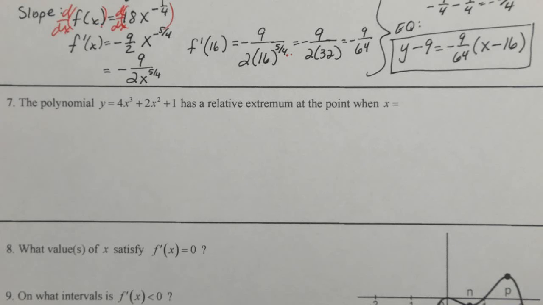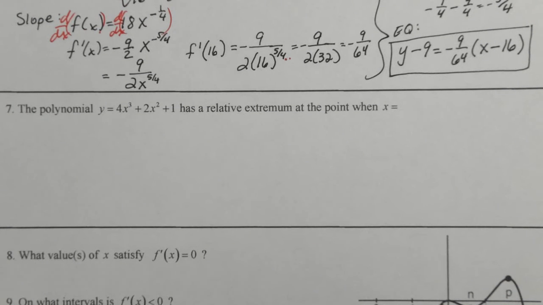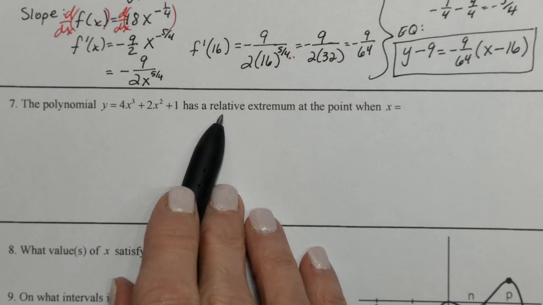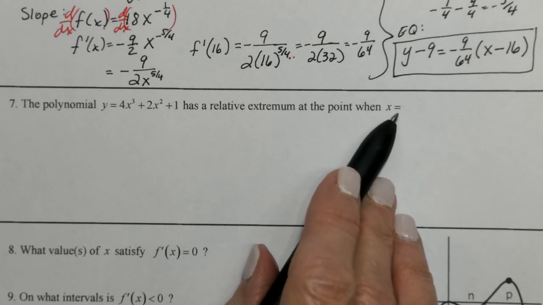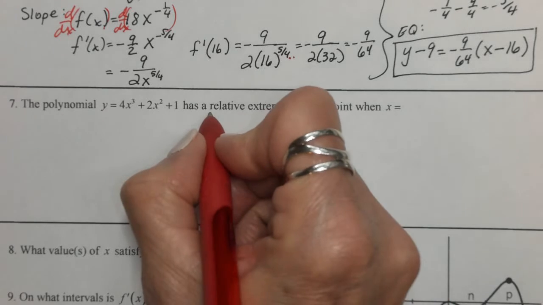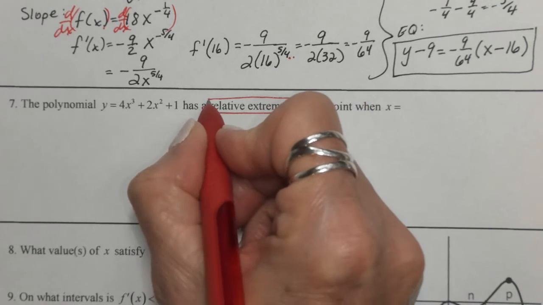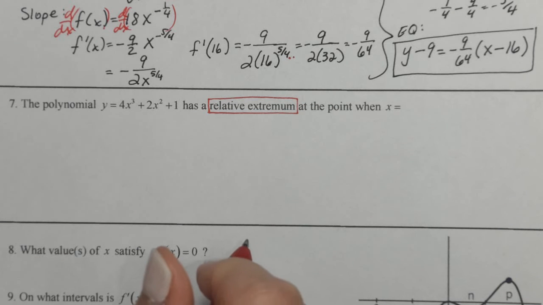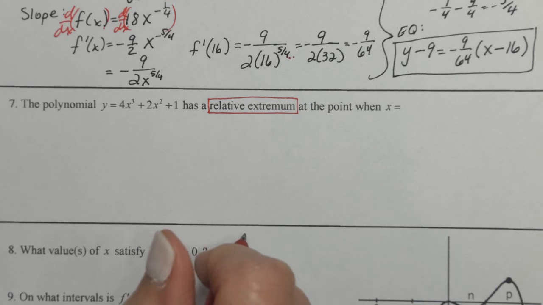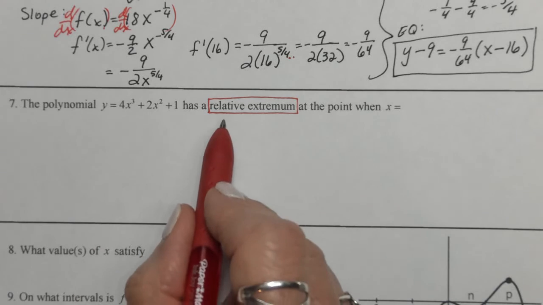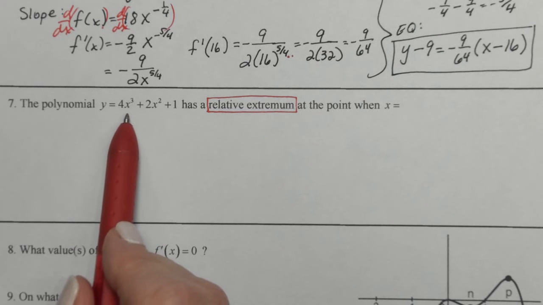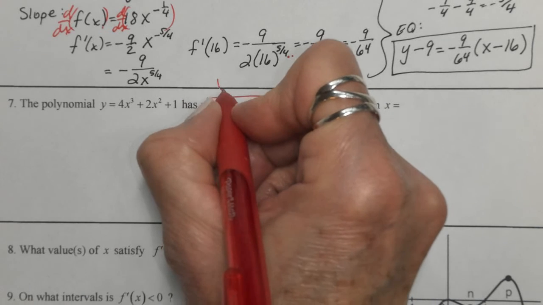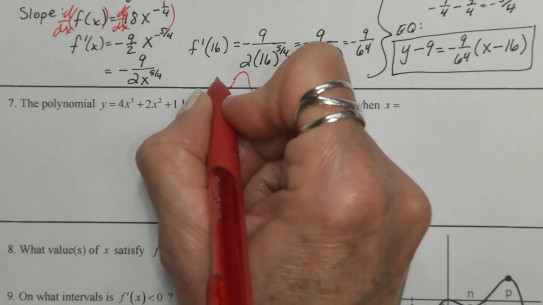Okay, number 7. The polynomial. This polynomial has a relative extremum at the point when x is equal to what? Relative extremum. We had that term back in the fall. A relative extremum of a polynomial is a relative min or a relative max, and that is when the polynomial has a hump. So that is when we have a hump.